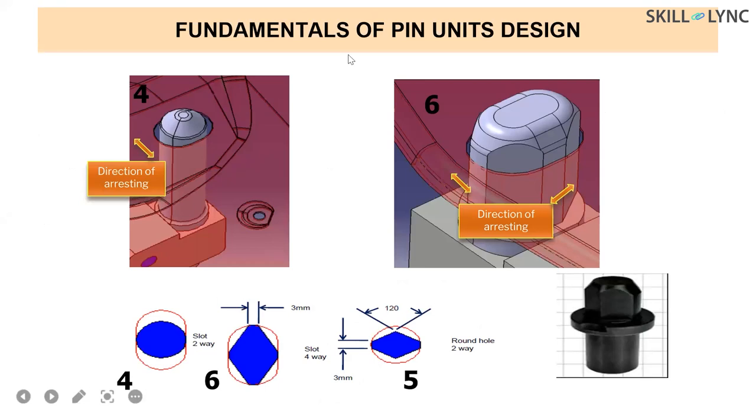And if you have a circular pin, there is one more thing I want to discuss with you guys. You have 4 conditions. We have a circular hole and a slot. Similarly, we'll be having 2 pins: one is a circular pin or a diamond pin. So if you have a circular hole and a circular pin, it can arrest 4 degrees of freedom.